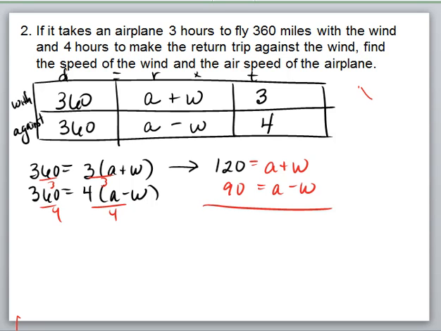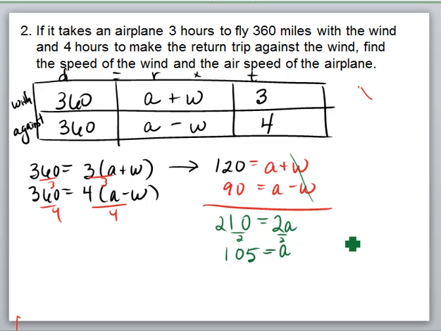So in this last example, I had just left off by dividing 3 on both sides with my equations. So I came up with these more simple equations that makes elimination much easier. So these would fall out because my w's fall out, and I'd have 2a equals 210. So that means my airplane speed, when I divide by 2 on both sides, is 105. It looks like it would be going miles per hour.